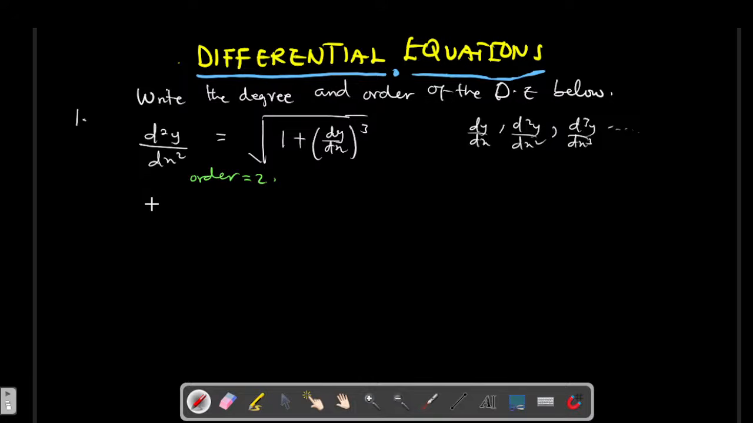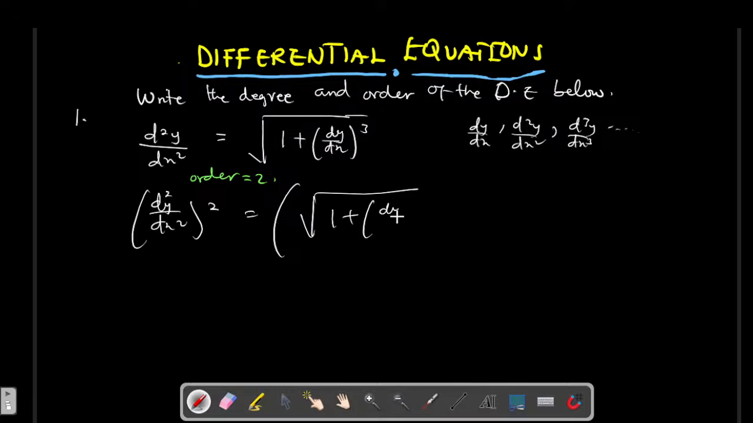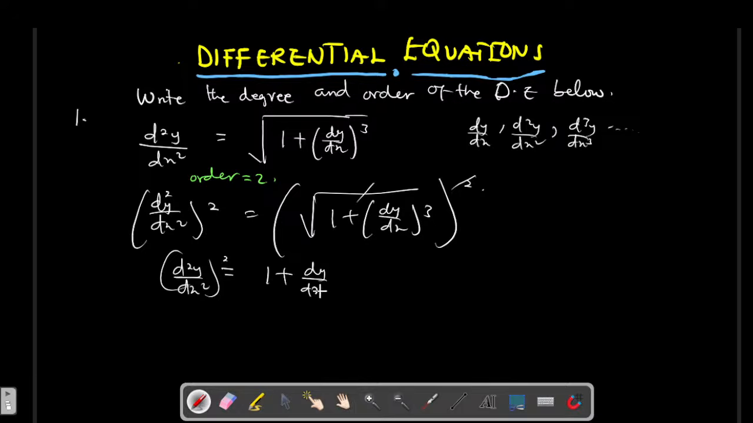To solve that, you square both sides. So d squared y over dx squared all squared. Then I'll have the expression square root of 1 plus dy over dx to the power 3, and this one squared. Once I square, you can see that these two will cancel, and I'll have d squared y over dx squared all squared is equal to 1 plus dy over dx to the power 3. So now that we have this, let's see what the degree will be.